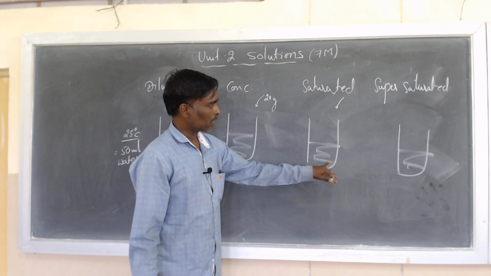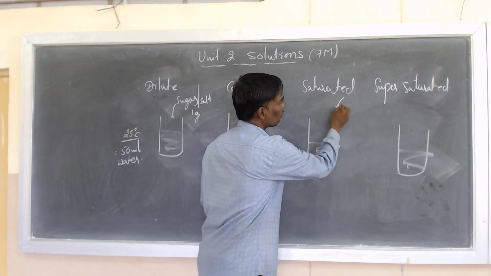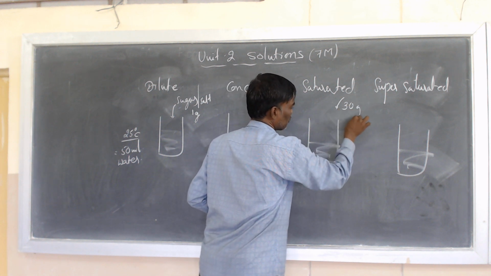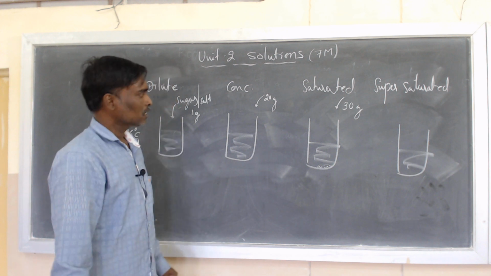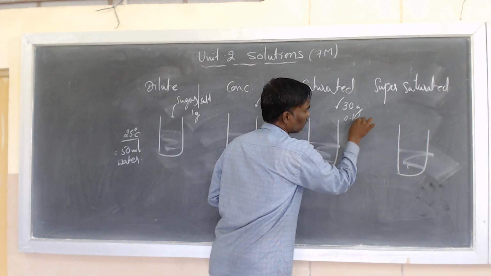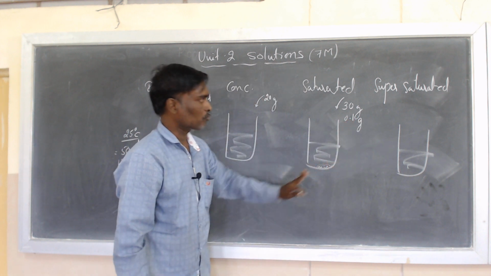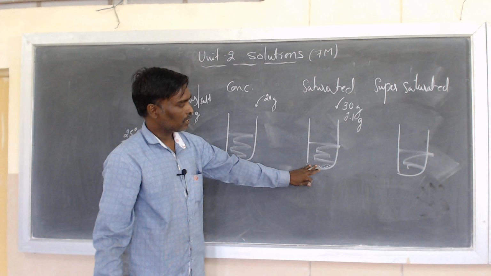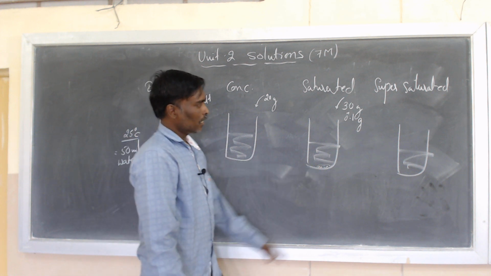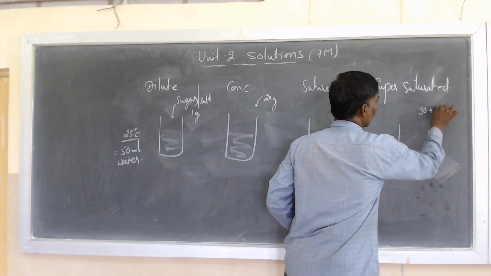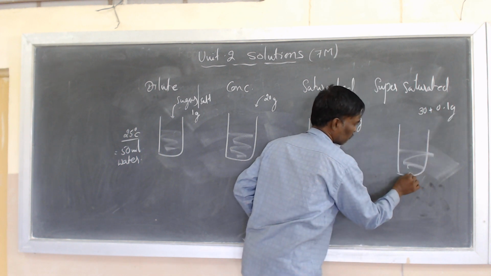So up to that I will add, say, around 30 grams of sugar. 30 grams of sugar is required. After that, if I add just 0.1 gram of sugar, that gets settled down. So 30.1 grams of sugar is added in this beaker, and here also I added 30 plus 0.1 gram of sugar.